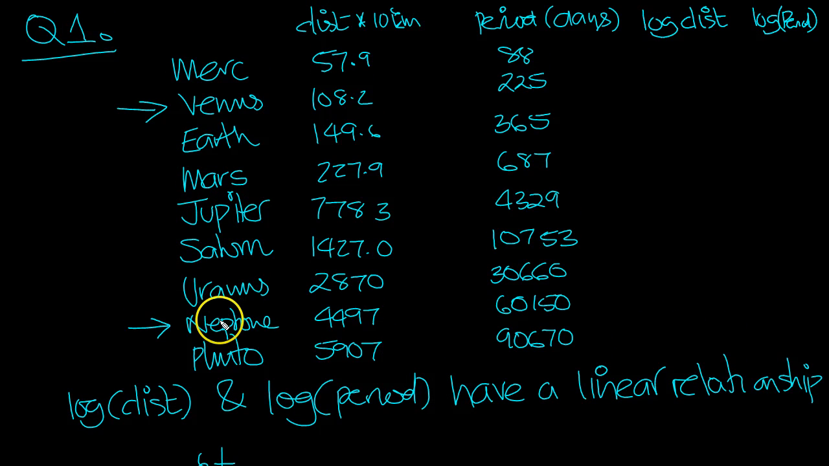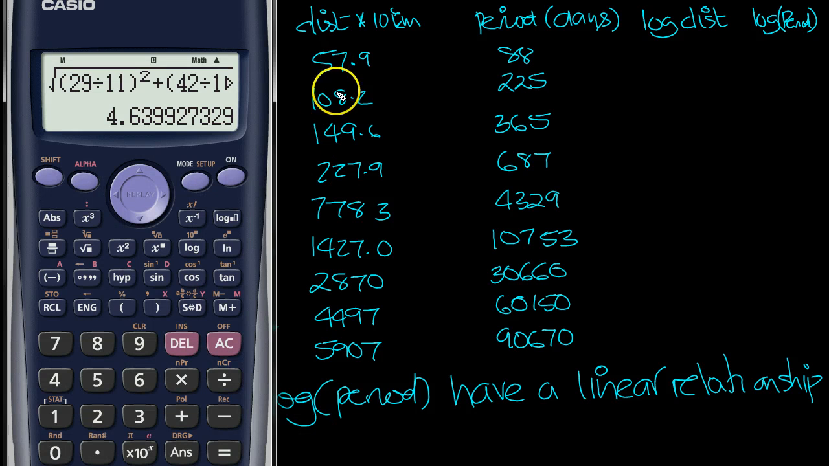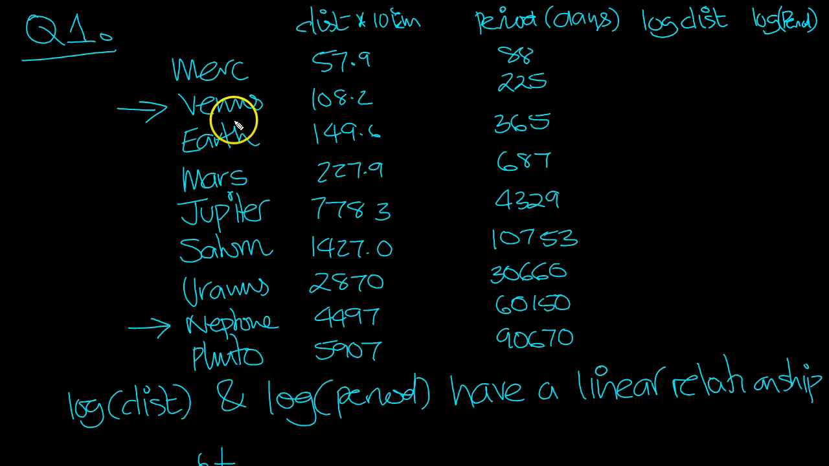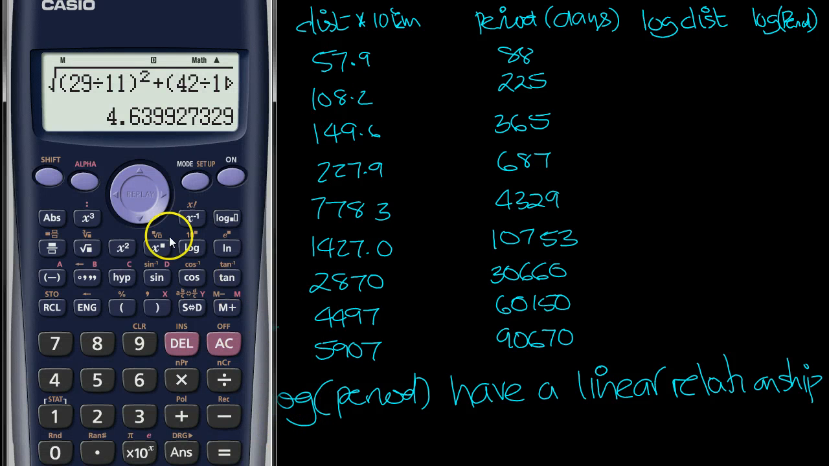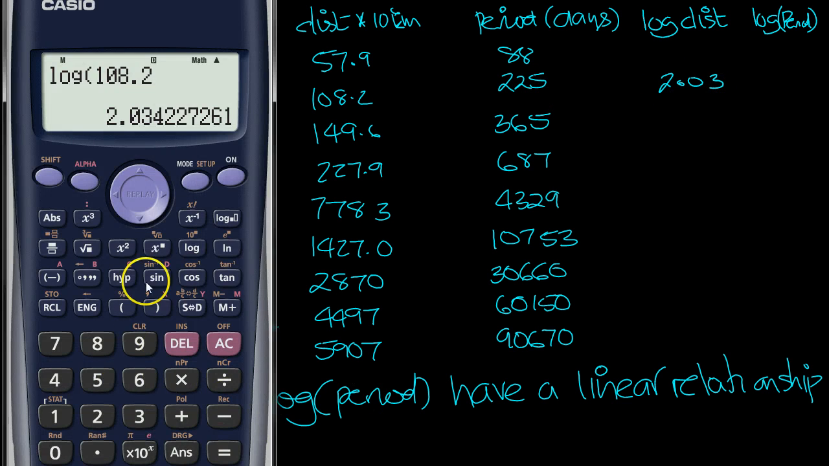I've marked them here, Venus and Neptune. So we'll need the log of Venus, won't we? Which is the second one down. Log base 10 of 108.2 is 2.03. So I'll put that here, 2.03, and the log of the distance 225 is 2.35.